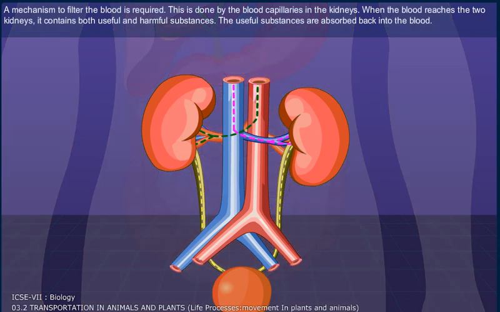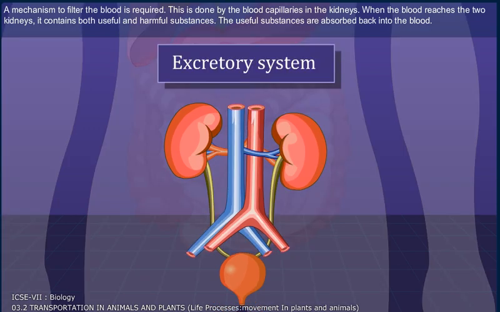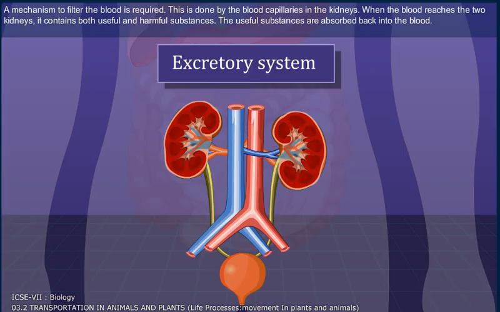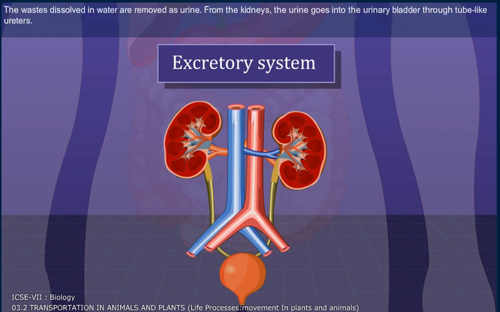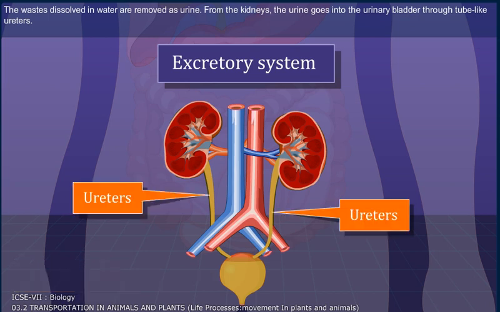When the blood reaches the two kidneys, it contains both useful and harmful substances. The useful substances are absorbed back into the blood. The waste dissolved in water is removed as urine. From the kidney, the urine goes into the urinary bladder through tube-like ureters.